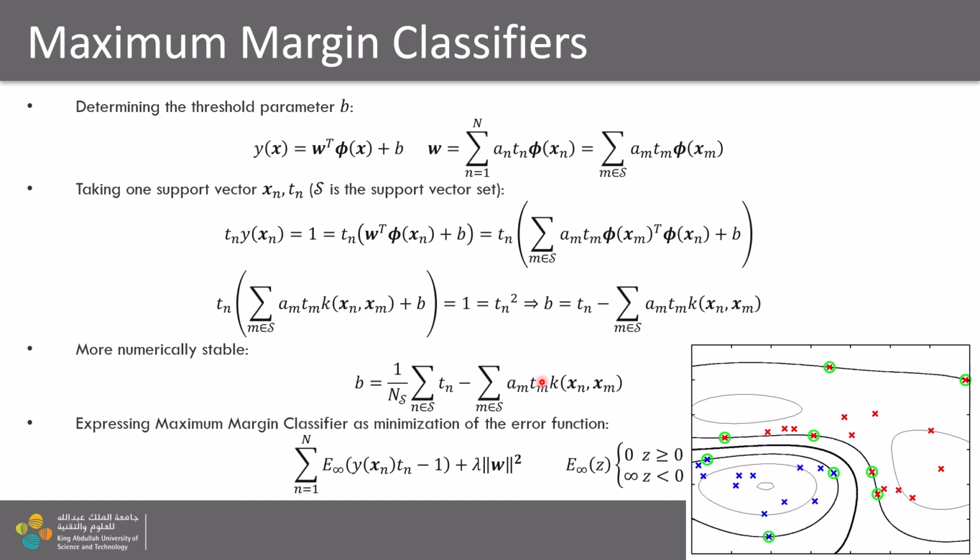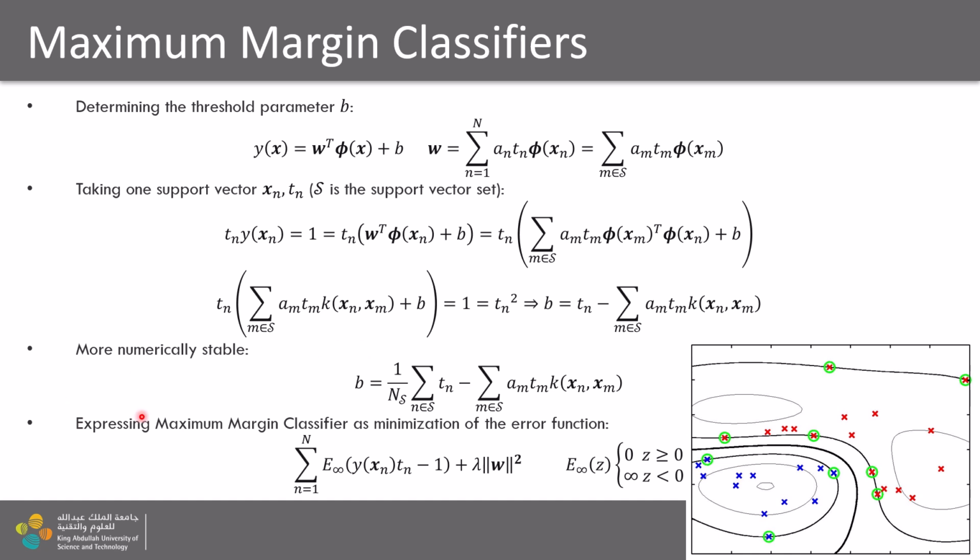identified by this formula. So that is how we calculate the B, and once we have the B, we can put it into the kernel formulation or the weights formulation for calculating the support vector machines.